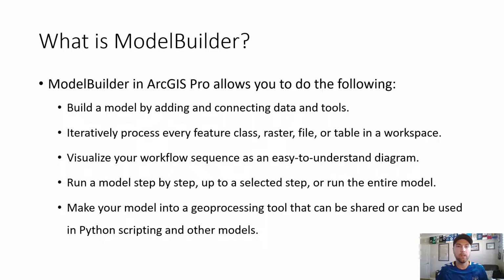So ModelBuilder in ArcGIS Pro allows you to do the following. You can build a model by adding and connecting data and tools, and iteratively process every feature class, raster file, or table in a workspace. Iteratively means essentially over and over and over, right? So the first iteration, the second, the third, the fourth. So if you have multiple feature classes or multiple rasters or files in a workspace, you can set a model to run each one of those. So let's say there's 10 different feature classes. You can go 1, 2, 3, 4, all the way down to 10, which saves you time, obviously.